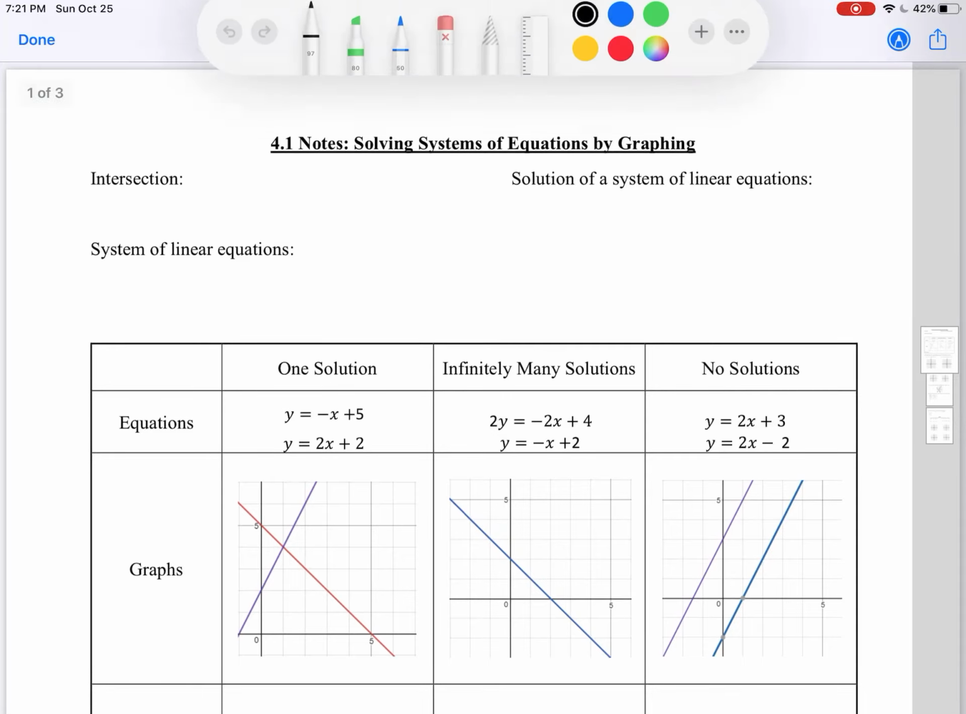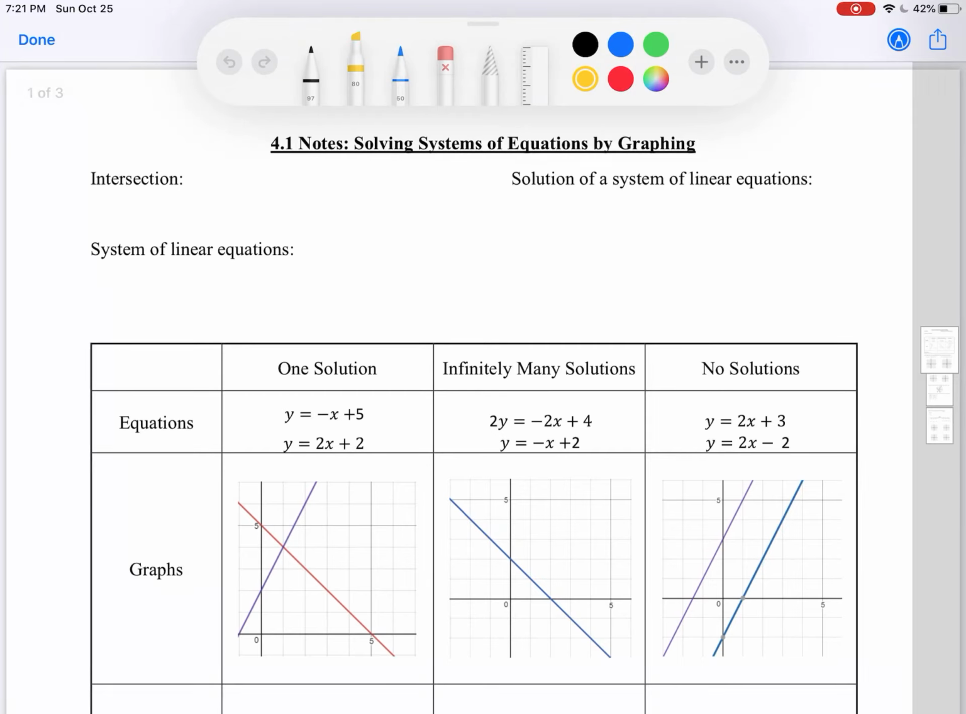Hi everyone. Today we're going to go over 4.1 notes, and these notes have to do with solving systems of equations by graphing. So before we get started, we'll talk about systems of equations. As we go through all of this semester, if there was one thing I need you guys to take out of Algebra 1 Semester 1, that one thing would be graphing.